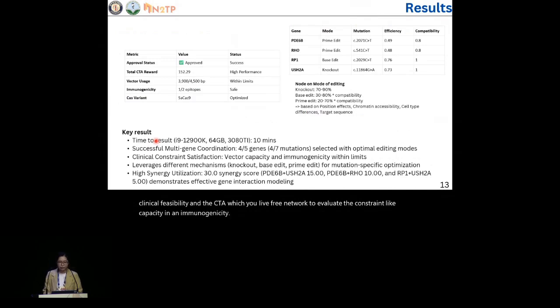This is our result. We have integrated 4 out of 5 genes with the selected optimal gene editing mode. The editing mode is based on the type of mutation. Prime editing for PDE6B and RHO for point mutations, base editing for RP1 for the transition from C to T, and knockout for USH2A, which is the loss of gene therapeutic function.